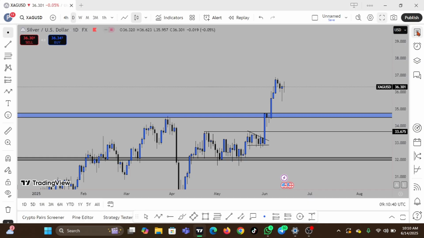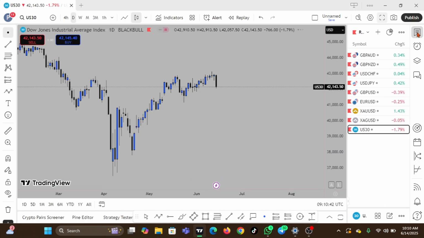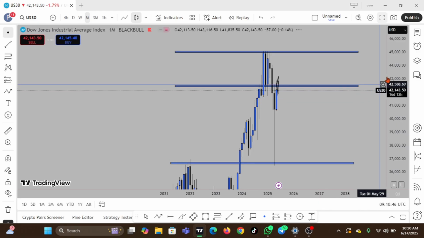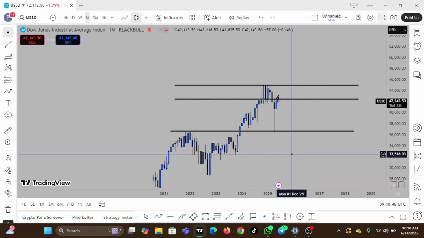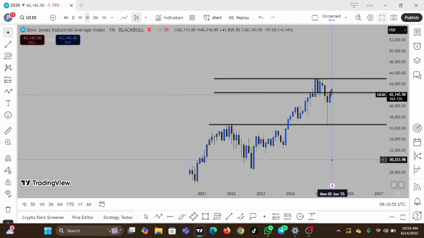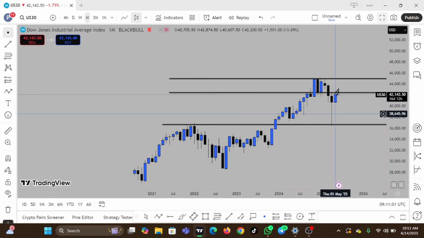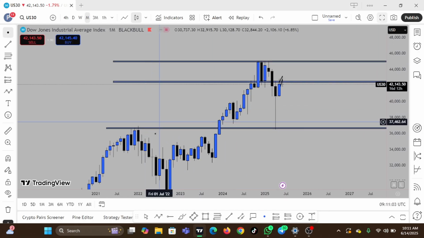And lastly, I have US 30. On US 30, I'm expecting a collapse, based on my technicals and what I'm seeing. If what I see plays out, I'm expecting a collapse on US 30. US 30 has been bullish. We came back for a retest of this zone, and now it looks like we want to go higher.